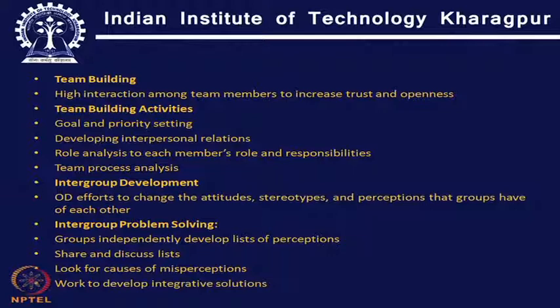Intergroup development helps to change the perception each group has about each other. In intergroup problem solving, groups independently develop a list of perceptions, discuss and share those lists, look for the causes of misinterpretation, and work to develop an integrated solution for it.